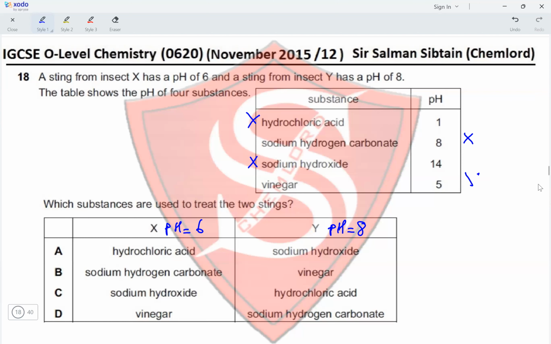So the options: hydrochloric acid and sodium hydroxide, incorrect. Sodium hydrogen carbonate and vinegar, correct. Sodium hydroxide and hydrochloric acid, incorrect. Now vinegar with a pH of 5 to treat an acidic sting, this is incorrect. And sodium hydrogen carbonate with a pH of 8 to treat a sting which has a pH of 8, this is incorrect as well. This should be the opposite. For X, sodium hydrogen carbonate should be used, and for Y, vinegar should be used, making option B the correct option for this question.